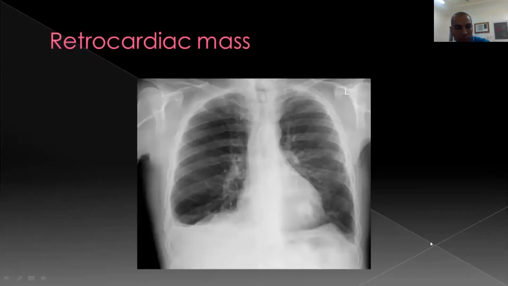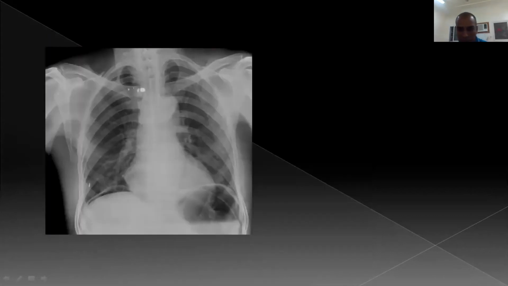Also, as we discussed, we should concentrate on what is behind the heart. You cannot simply say this is cardiac enlargement. No, you should see what is behind. Is there something behind or not? We have here something behind the heart, something like a mass-like lesion. It's speculated, ill-defined, behind the heart, one of the hidden areas.